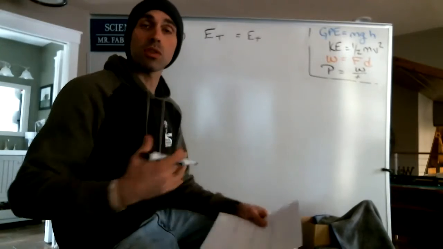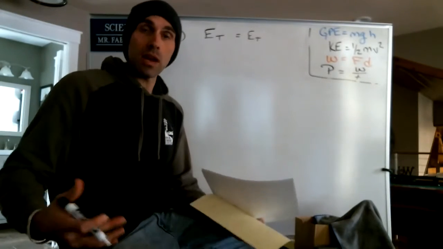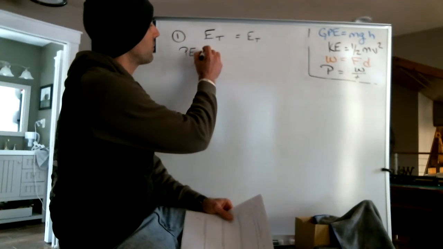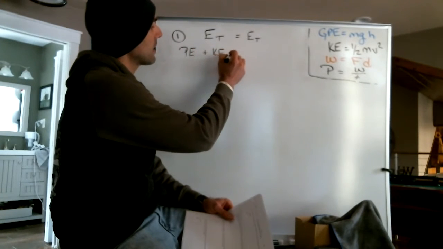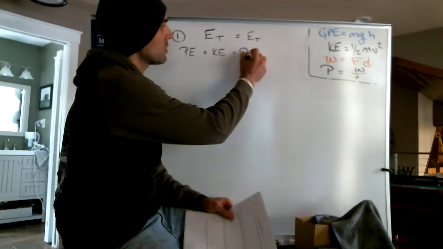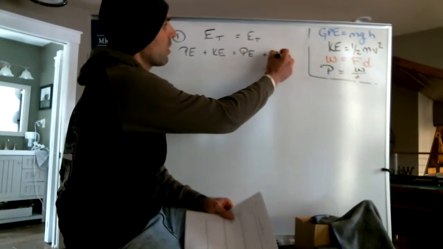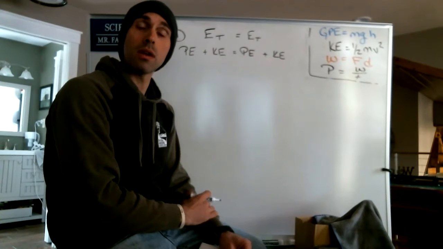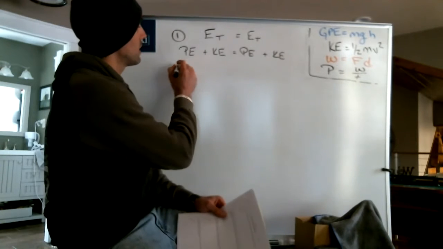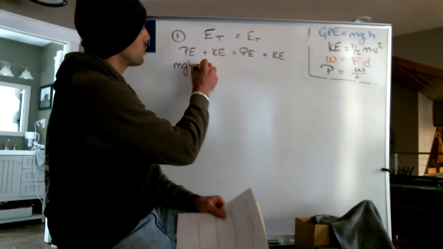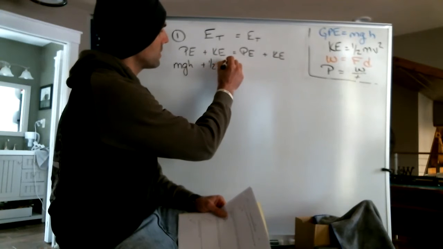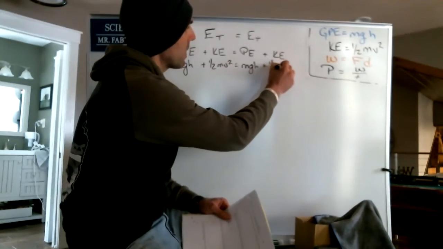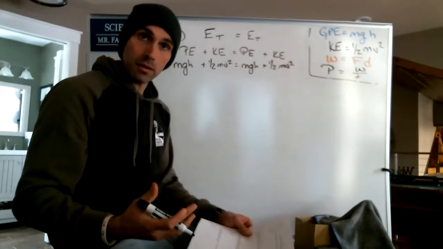When we're talking about energies, we're talking specifically about potential energy and kinetic energy. So all the potential energy before plus all the kinetic energy before must equal all the potential energy after plus all the kinetic energy after. We could break that down further into our equations: mgh plus 1/2 mv squared equals mgh plus 1/2 mv squared.